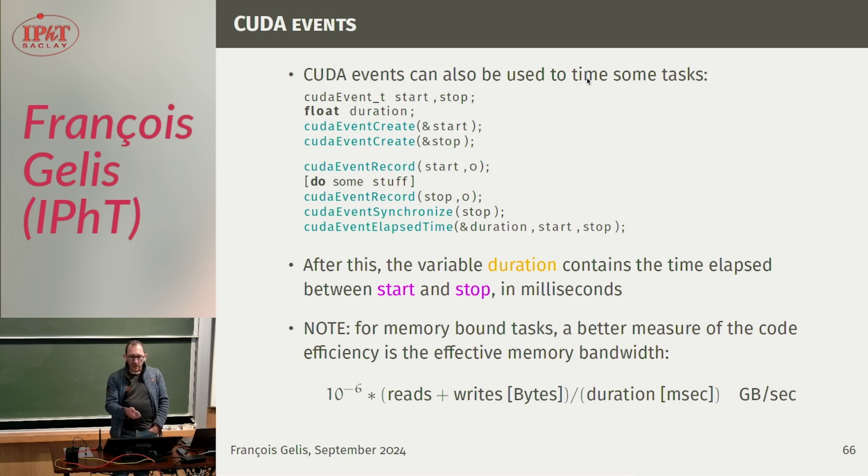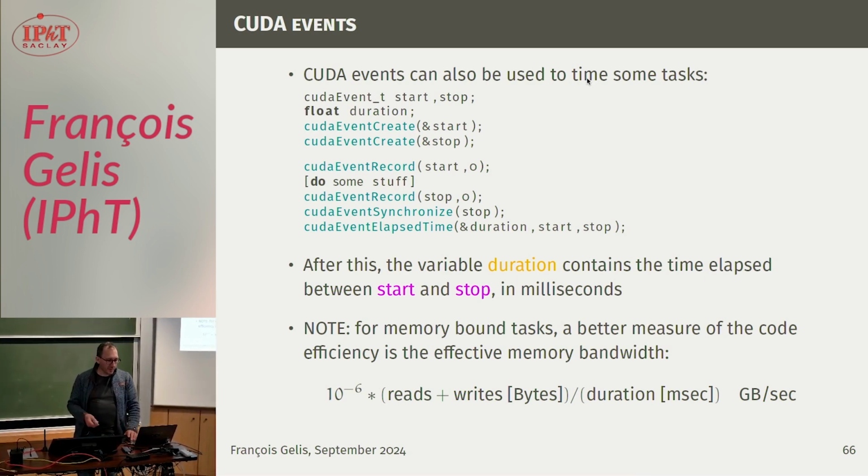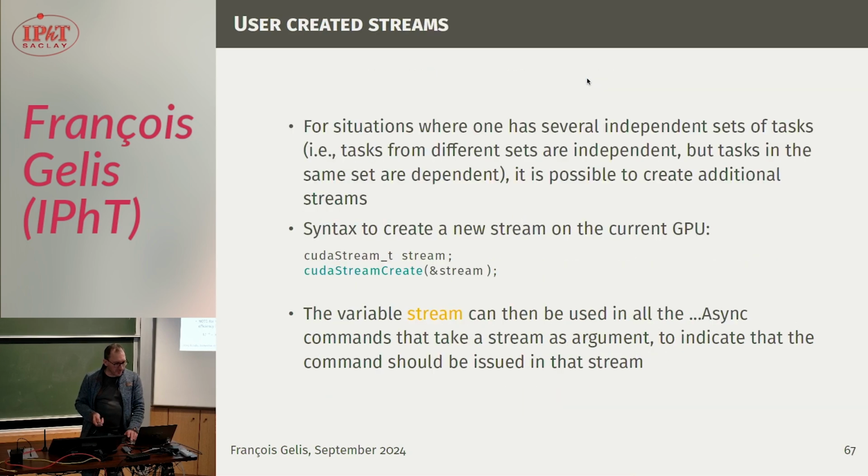And so if you have the duration of a certain CUDA operation in milliseconds, you have to count how many bytes are read and written by this function. You divide the total amount of data transferred by the duration, you multiply by 10 to the minus 6, and you have gigabytes per second. Okay. So this is the way to estimate the performance of code whose performance is limited essentially by the memory.